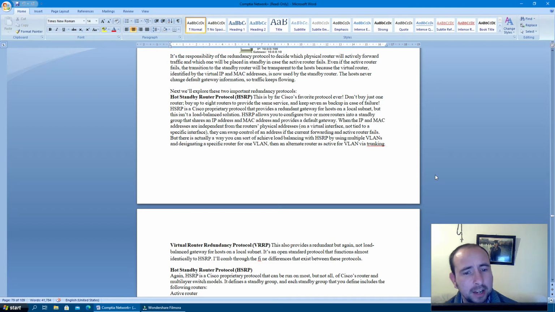But there is actually a way you can sort of achieve load balancing with HSRP by using multiple VLANs and designating a specific router as active for one VLAN, then an alternative router as active for another VLAN via trunking.